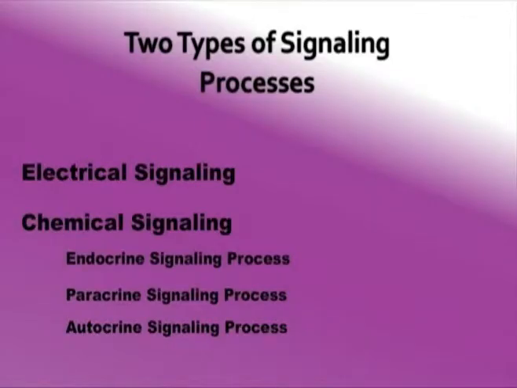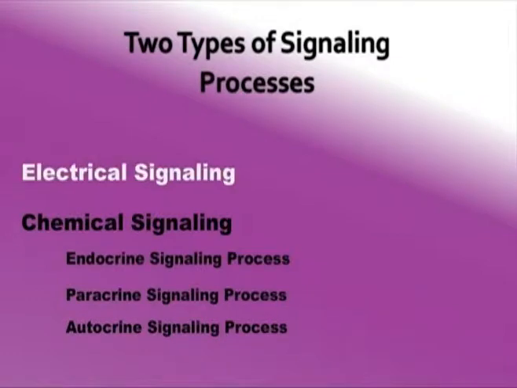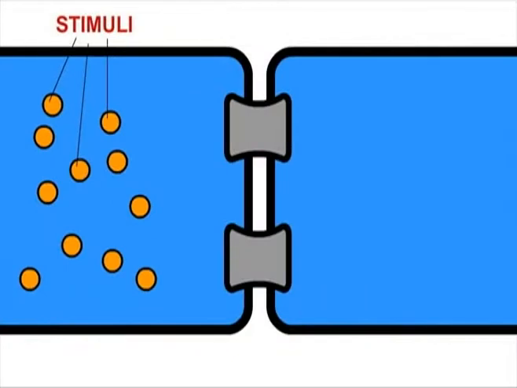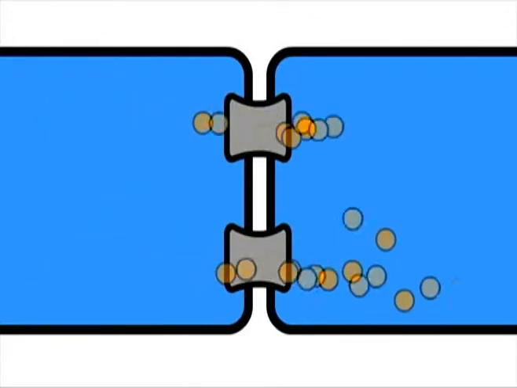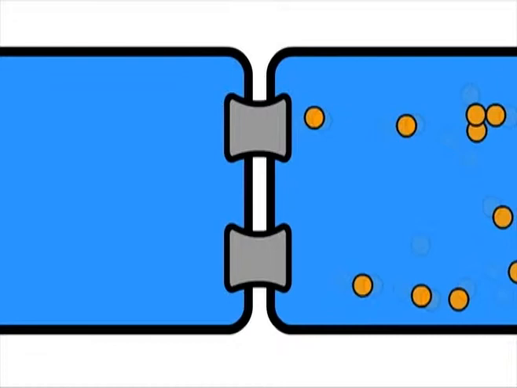There are two types of signaling processes. First is electrical signaling that passes through gap junctions that allow local current to flow across in either or both directions from an arriving action potential. This type of signaling is extremely rapid compared to the second one, which is chemical signaling.